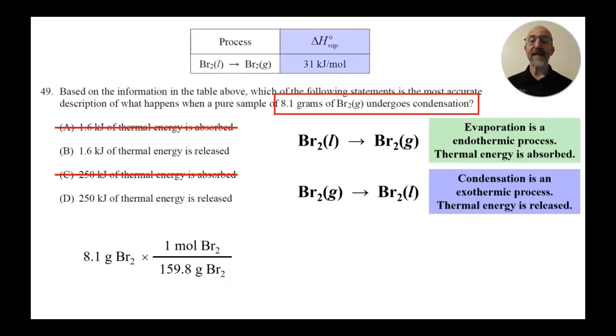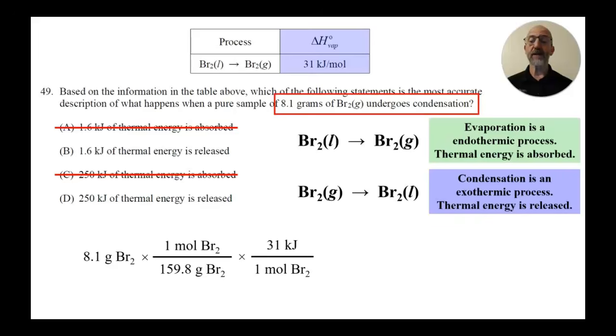Now, the delta H of vaporization, that is 31 kilojoules per mole. So if I were going from a liquid to a gas, then 31 kilojoules would be absorbed per mole. But if I'm going from a gas to a liquid, then 31 kilojoules would be released per mole. So there's my 31 kilojoules per mole.